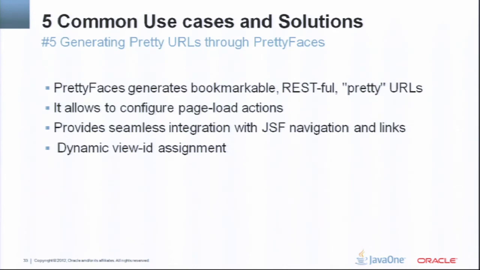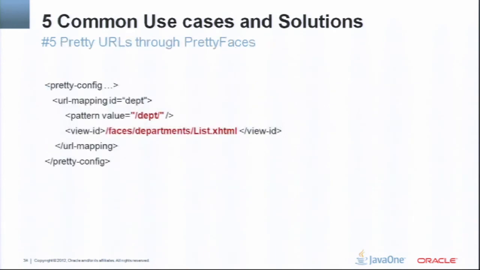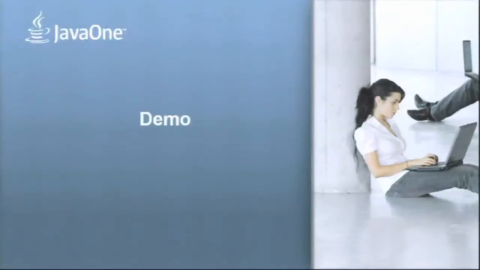Say JSF creates some URL like /faces/something.jsf or .xhtml. If you don't want to display it like that and want to provide your own URL, then PrettyFaces provides a feature for that. It's easy to use. It works with almost all JSF 2.0 based component libraries. You just need to configure the pretty-config.xml file in your project. That's enough. I'll give you a demo of all these pieces.